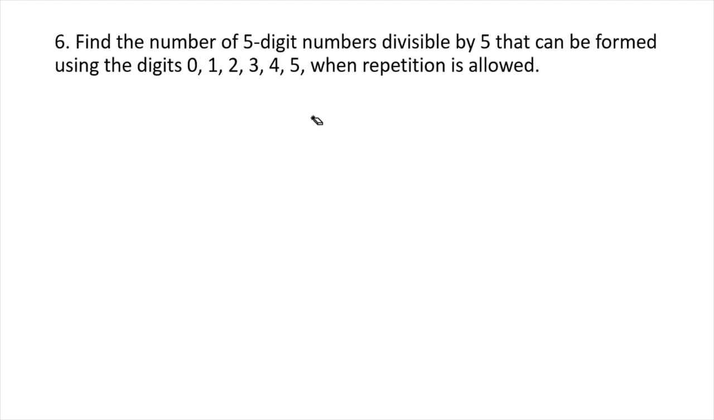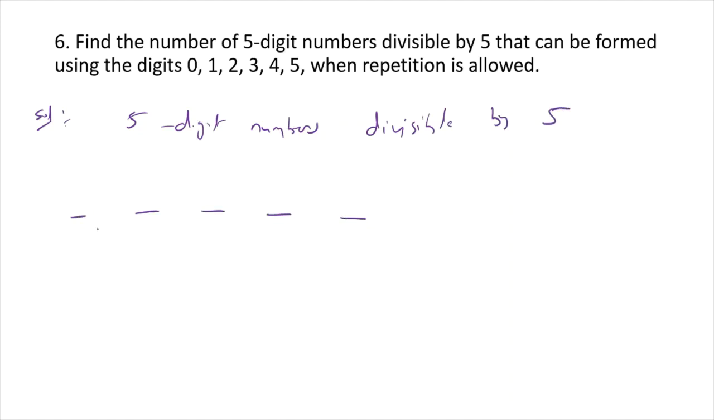So if I want to find, okay, let us move on to the solution. So 5-digit numbers divisible by 5. So 1, 2, 3, 4, 5. I have to fill these 5 blanks using the digits 0, 1, 2, 3, 4, 5. So the number of digits is equal to, given digits are 0, 1, 2, 3, 4, 5. So on the whole we have 6 digits.